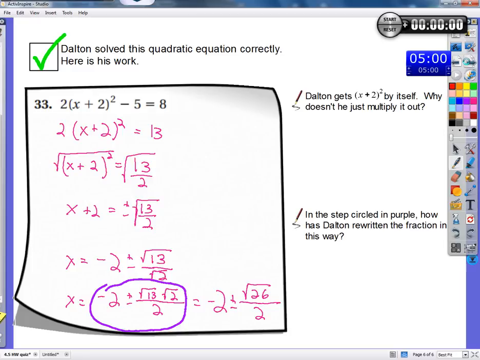Gordon. Because the instructions for this problem said to solve it using square roots. Okay, if you remember back to the instructions on the quiz, it does say solve using square roots. Which is not insignificant for Gordon to say, because if he were to multiply it out, could he use square roots to solve the problem? If he were to multiply x plus 2 times x plus 2 to get this normal-looking quadratic that we have been solving, no, he can't use square roots to solve that. So if we don't multiply it out, we can use square roots.